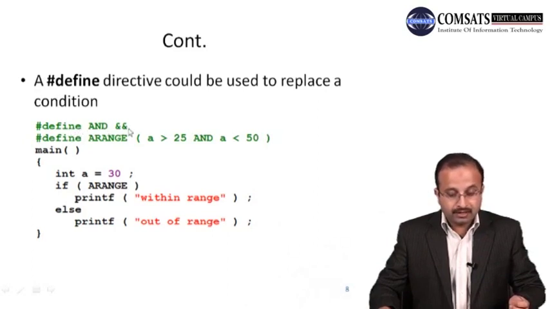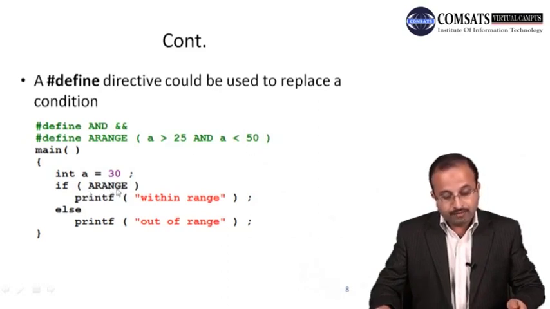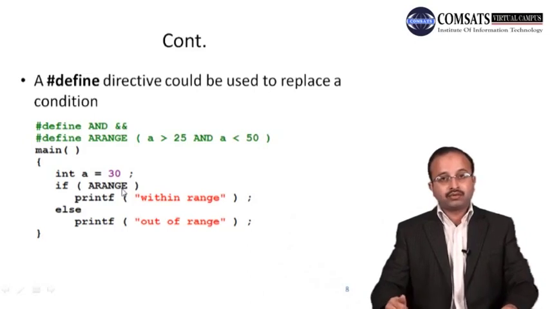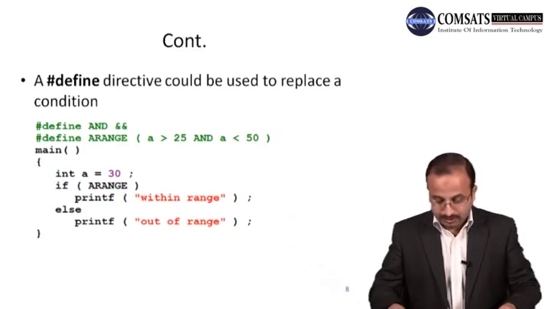So #define AND, and in place of AND you put the double AND sign. So first the compiler resolves the first macro: wherever there is AND, it will put this double AND sign. So the double AND sign will come over here, and then it will resolve this macro: wherever ARANGE is written, ARANGE is over here in the if condition, so it will place this expression in the if condition here and then pass the code for the compilation.